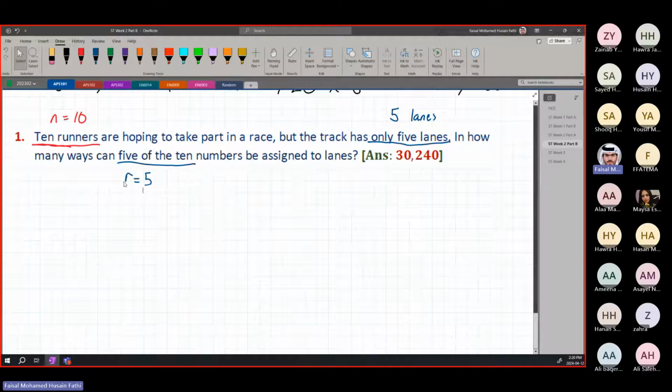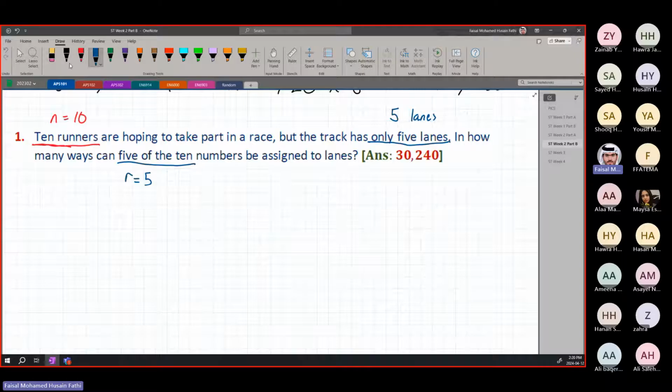All right? The difference here is, how will we know if order is important or not? This you will have to understand from the question. So here it is saying the track has only 5 lanes, so our R is actually 5. In how many ways can 5 of the 10 runners be assigned to the lanes? So they want to know how many different ways we can put them. In other words, they mean order matters. In how many ways can they be assigned? So order matters.